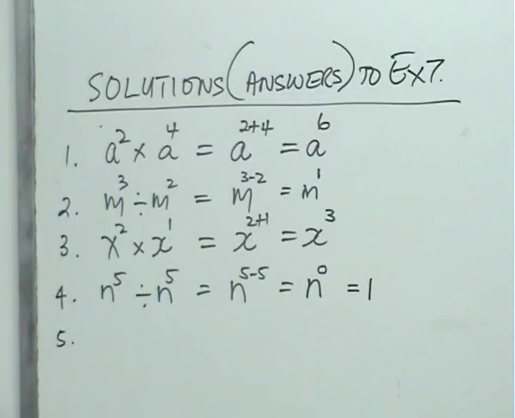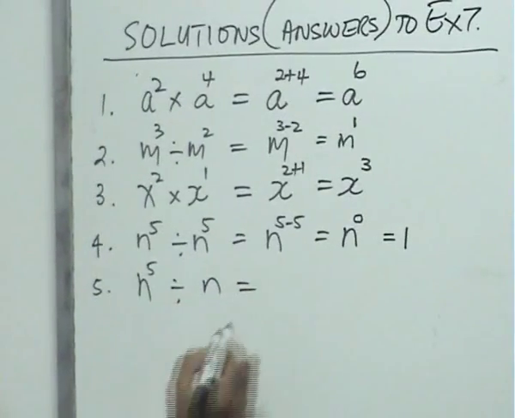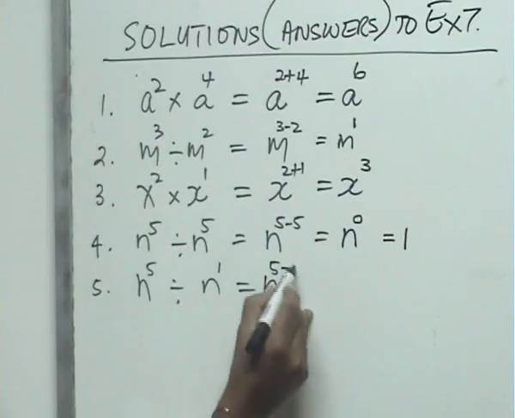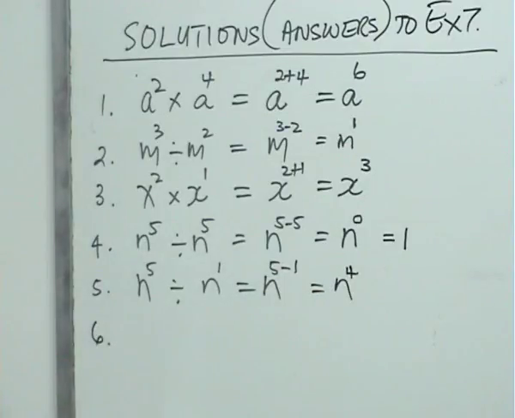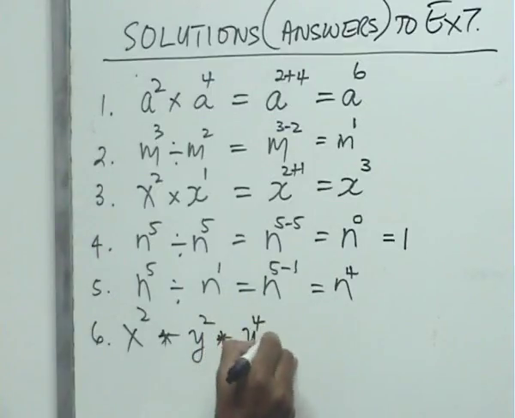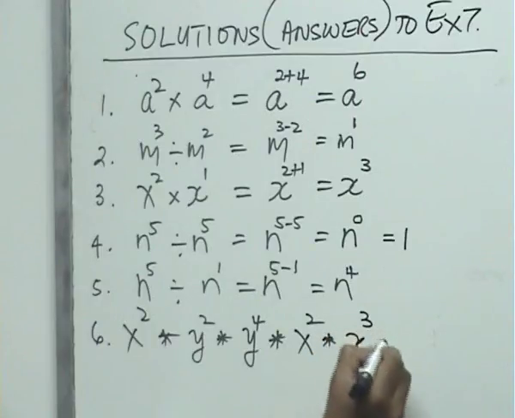Number 5, n to the 5 divided by n. Well, once again, that's n to the 5 division, so I have to subtract. Now here, 1 is understood, so it's 5 minus 1, so it's n to the 4. Number 6, you've got x squared times y squared times y to the 4 times x squared times x cubed.